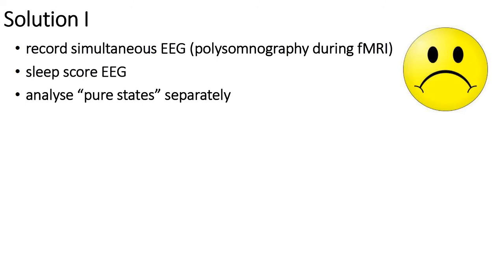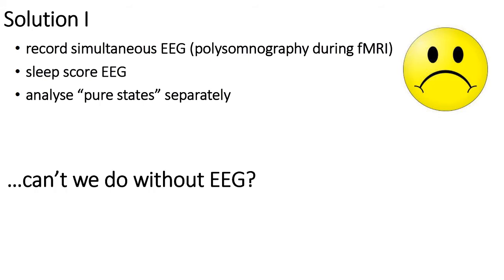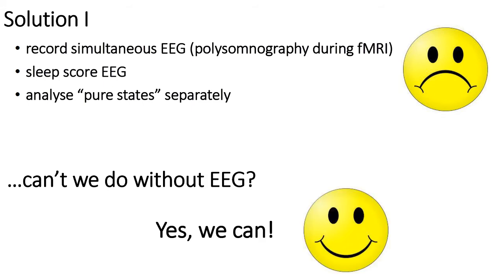So how to solve it? Well, one way to solve it is to, for example, use simultaneous EEG fMRI like we did. If you use simultaneous EEG fMRI, then you can separate those moments in time in which your patients or subjects were awake and when they were in deep sleep. But this seems to be difficult because you need equipment and you need the expertise to set up the simultaneous EEG fMRI. So the question is, can we do without EEG? And of course we can.